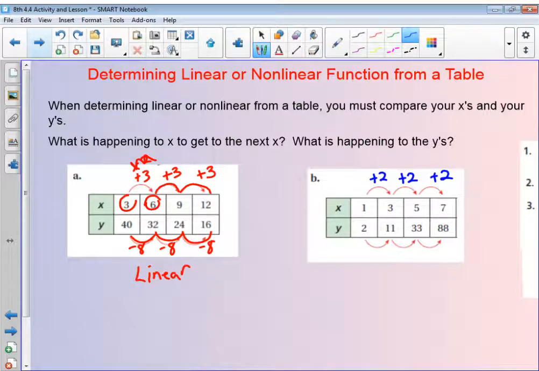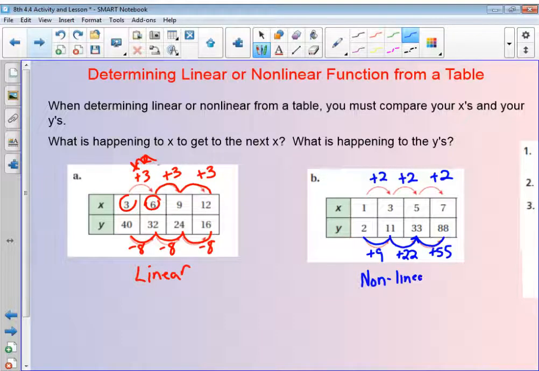But once again, in order for this to be showing a linear function or a linear pattern, we must also have a pattern that is happening between our y's. So let's see, the first set we've got from 2 to 11, it looks like we're adding 9. From 11 to 33, we're adding 22. From 33 to 88, it looks like we're adding 55. So we do not have the same pattern happening in our y's. So this would now be a non-linear pattern.